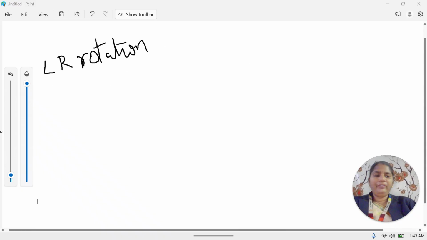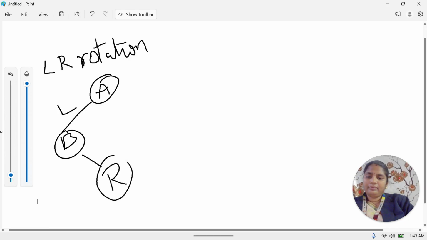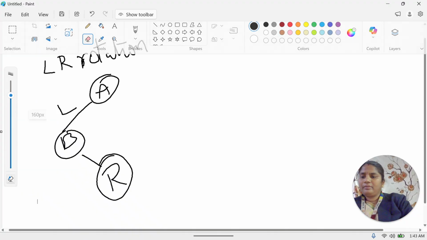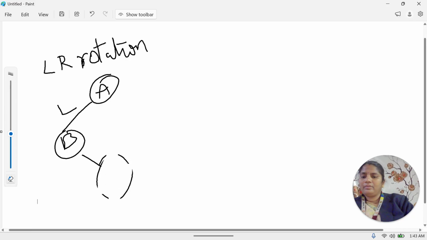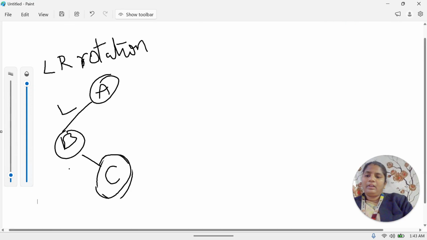Next one is left-right rotation. By name itself you know, first the element is root node. So first one is left, B. After that it is going to be right. Sorry, here it is C. Left. So first it is on the left side, next it is on the right side. So it is called left-right rotation.